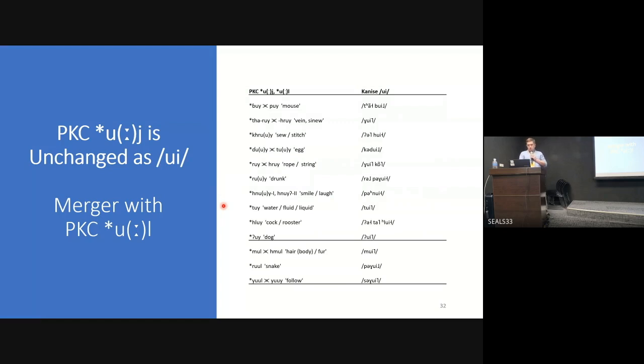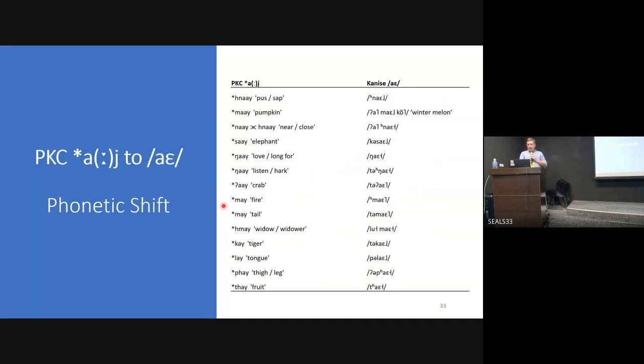I is pretty much the same, except we don't know exactly what the target vowel height was of the reconstructed I, but in any case, in Kanise, it's certainly not a high target. It's more like in the A vowel space. So it sounds like I today.